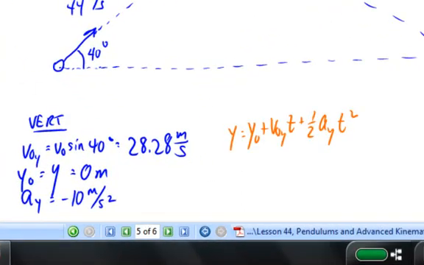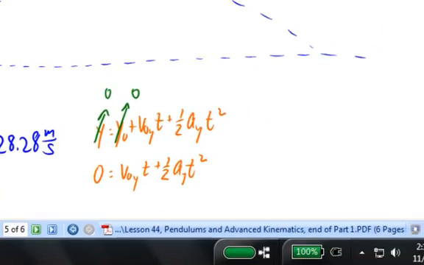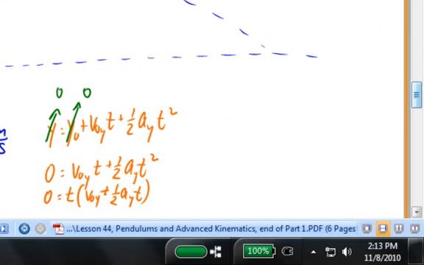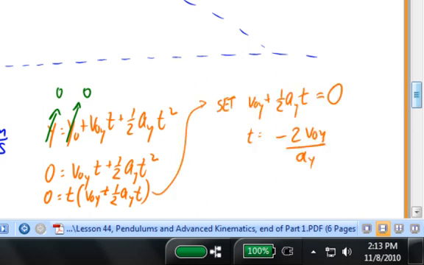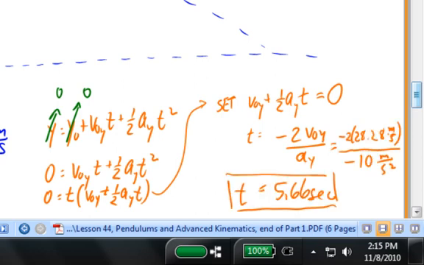Since the starting and ending position are equal to 0, I can put those in, and I can factor that equation. Now this equation will be solved if t is equal to 0, or if the stuff in parentheses is equal to 0. Well, t equals 0 is not very interesting to me, so I'm going to set the stuff in the parentheses equal to 0 and figure out what t is. Solving that for t, I get a certain expression that I can put numbers into. I find that the amount of time that the ball is in the air until it reaches the same level that it left from is 5.66 seconds.